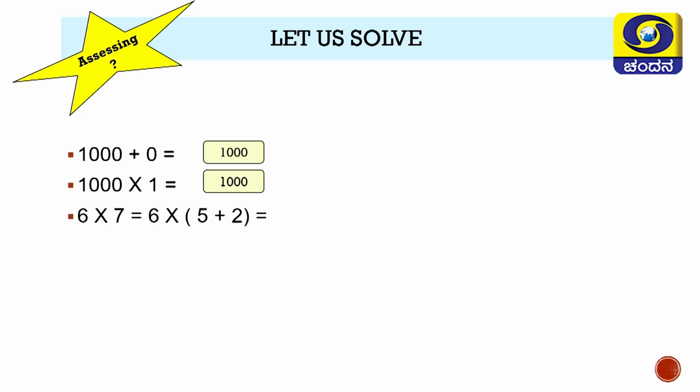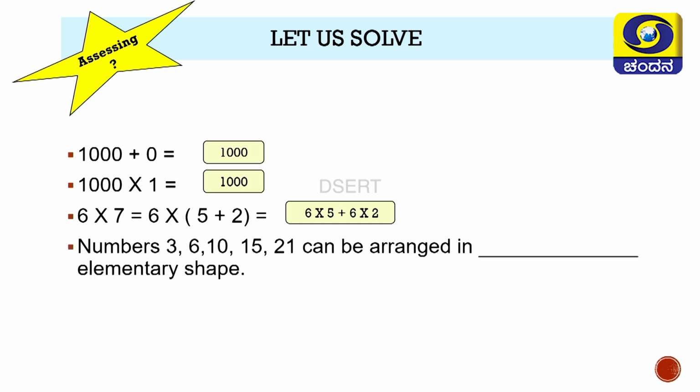Third question, 6 into 7 is equal to 6 into (5 plus 2). How are we able to distribute? By using the distributive property, we can distribute like this. See children, 6 into 5 plus 6 into 2. Next question, the numbers 3, 6, 10, 15, 21 can be arranged in dash elementary shape. 3, 6, 10, children. 3 in the sense, obviously we can go for the triangular shape. Is it correct? Yes, the answer is triangle itself.